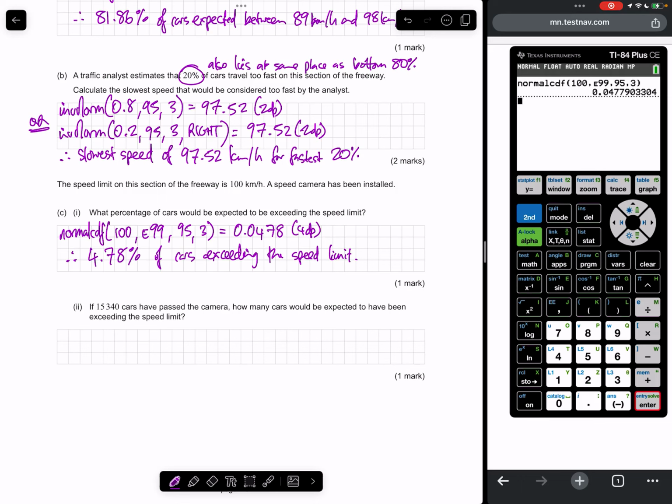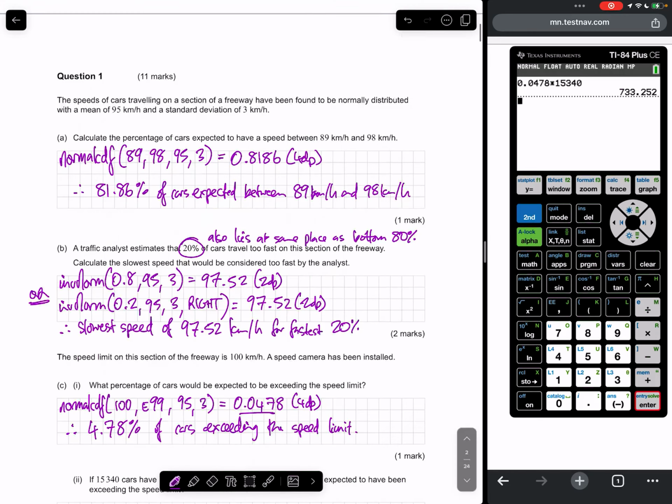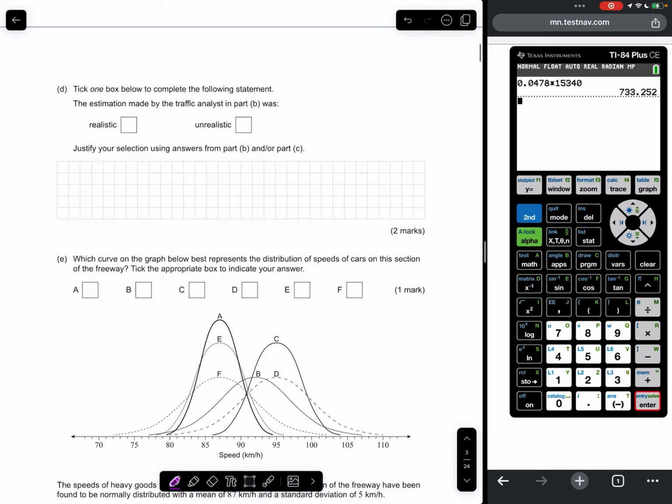If 15,340 cars have passed the camera, how many cars would be expected to have been exceeding the speed limit? Well, we have the proportion as a decimal already, 0.0478 times the 15,340 cars. That gives 733.252. Therefore, 733 cars. That's the first page done.